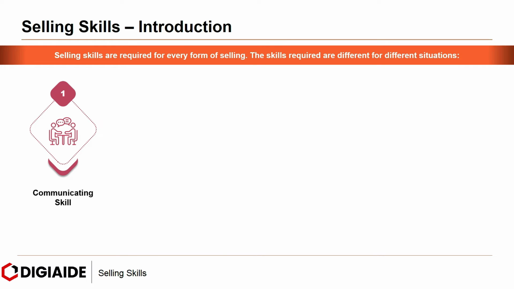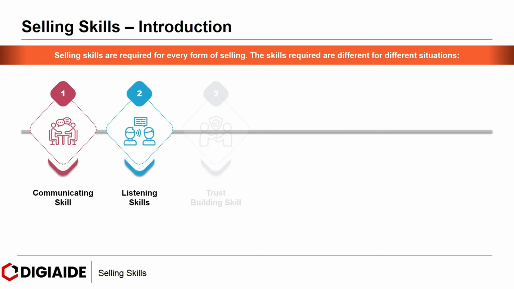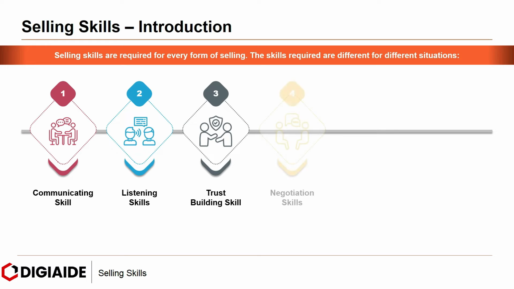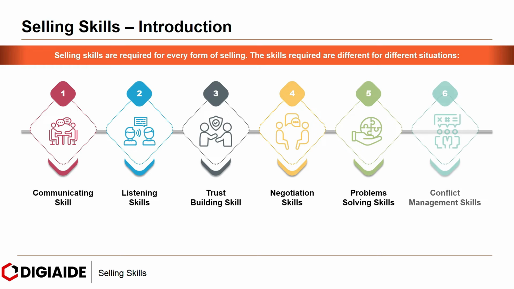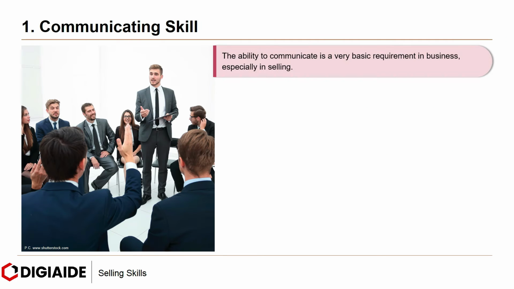First, communicating skills. Second, listening skills. Third, trust building skills. Fourth, negotiation skills. Fifth, problem solving skills. And sixth, conflict management skills. Let's look at each one of them briefly, starting with the communicating skills.